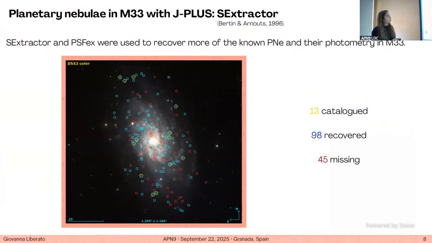And here we have a complete picture, with the 98 planetary nebulae that we recovered in blue, the 13 cataloged in yellow, and it's worth mentioning that we recovered the 13 cataloged planetary nebulae using our method as well. And in red, we have the remaining 45 planetary nebulae that we can recover.